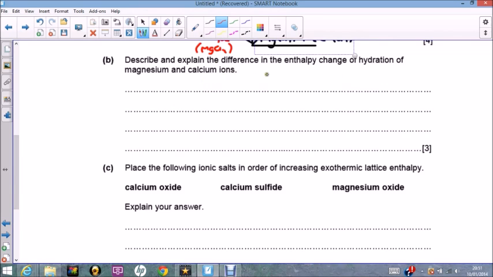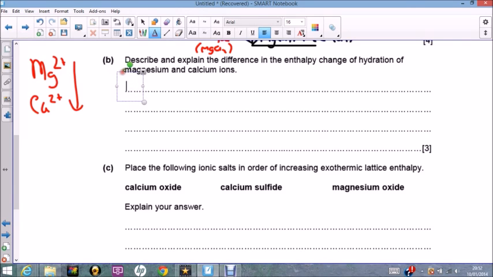Carrying on down, we've got describe and explain the difference in the enthalpy change of hydration of magnesium and calcium ions. So we've got Mg2+ and Ca2+. You will know that these are in the same group, so we're going down a group. So if we're comparing the size of hydration of magnesium and calcium, we don't need to mention the charge, they're in the same group, they've both got a 2+ charge, so we're going down a group, we're going to be talking about ionic radius. So this is going to be our first mark to say that calcium is a bigger ion than magnesium. Remember, if you say atomic radius here, then you will not get this mark.